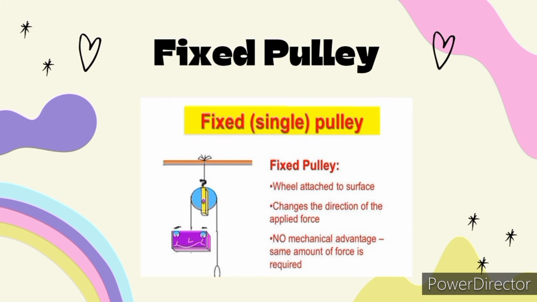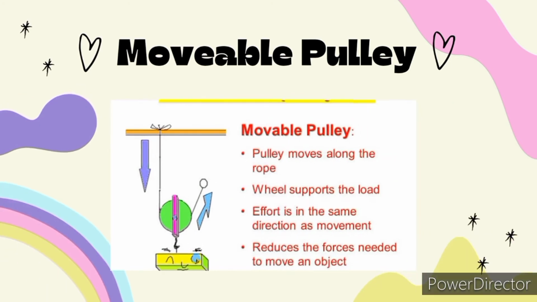Fixed pulleys help to lift a load. How do they do that? By changing the direction of the applied force. So in order for it to be able to lift a load, it changes the direction of the force that is applied.